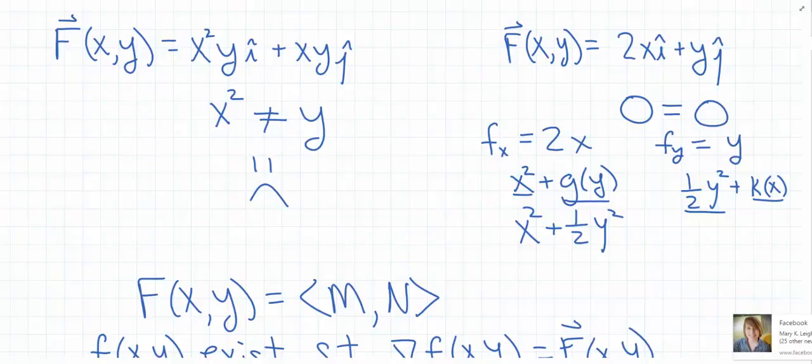If I take the partial of this with respect to x, I do get 2x. See, there's the 2x right there. And then if we take the partial with respect to y, I get a y. So yeah, this is the potential function.